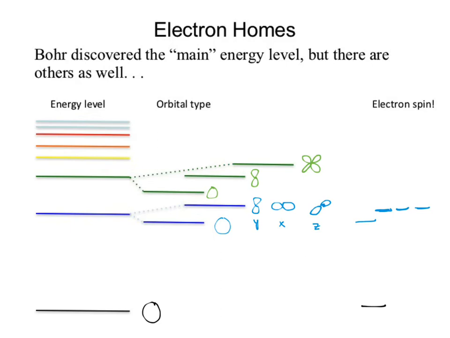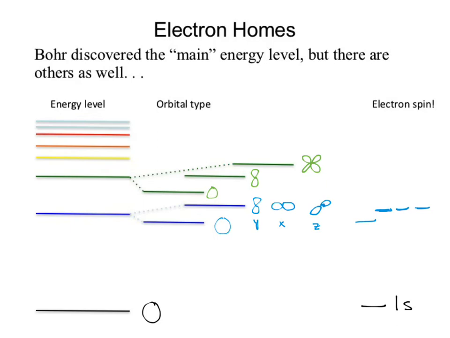What energy level is it? It's the first energy level. What orbital type is it? Sphere. That's a lot of words. I want to come up with an abbreviation. I'm going to call it 1S. Why S? Sure, let's go with sphere.